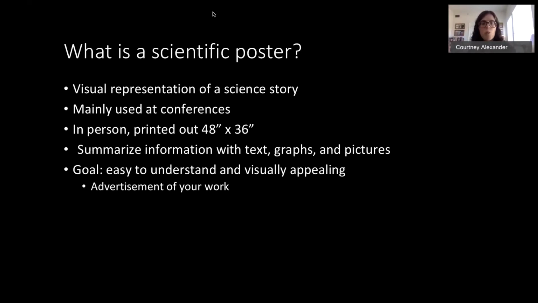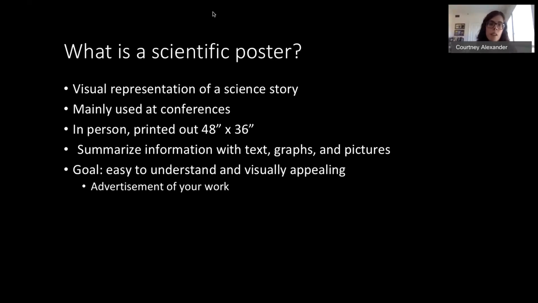In person, they're generally printed out 48 inches by 36 inches, and it's used to summarize information that is visually appealing. So we're going to have some text, some graphs, some pictures. You want it to have some color, but you don't want it to be overwhelmingly colorful or busy. The goal is that it's easy to understand and it's visually appealing. This is an advertisement for your work. You want someone to catch a glimpse of it and want to walk over and understand more about your science story.